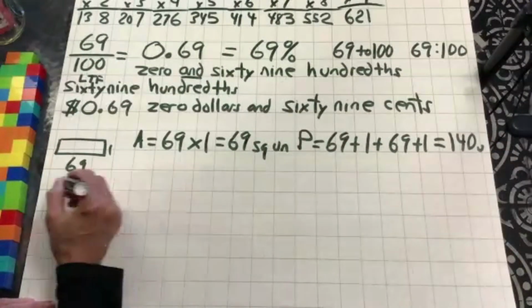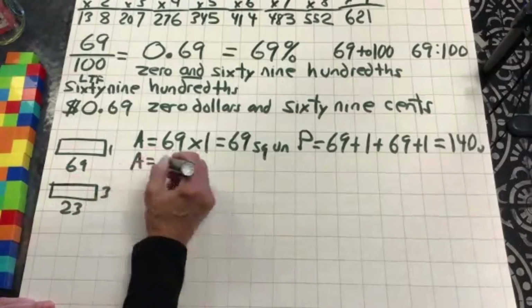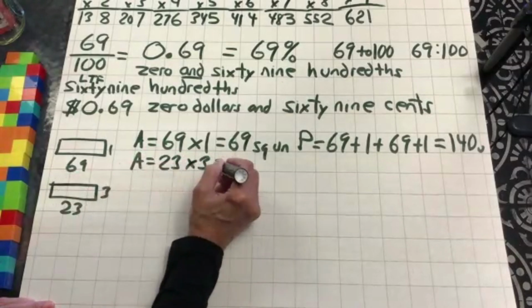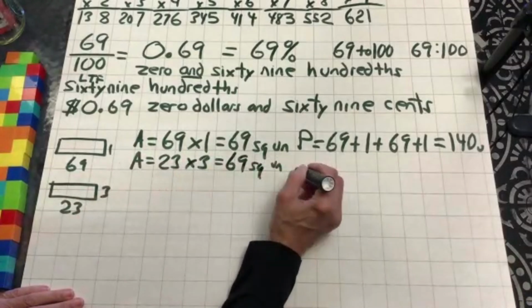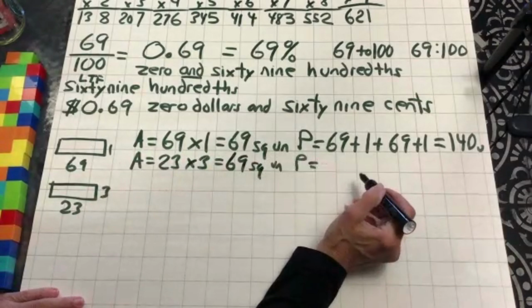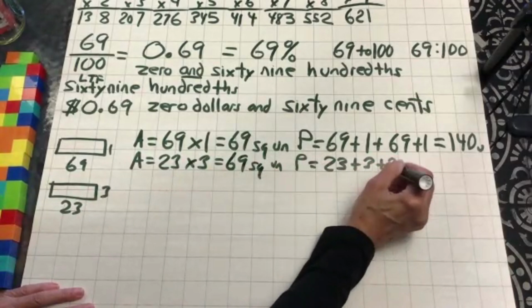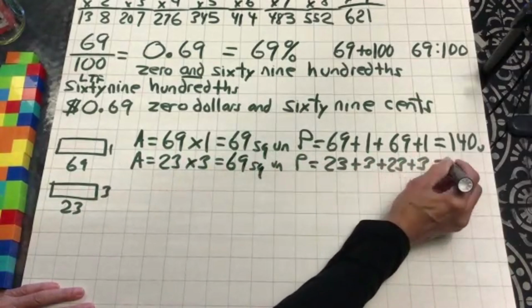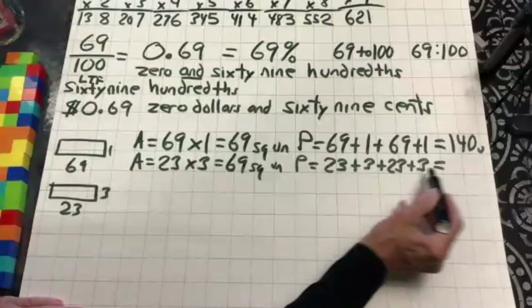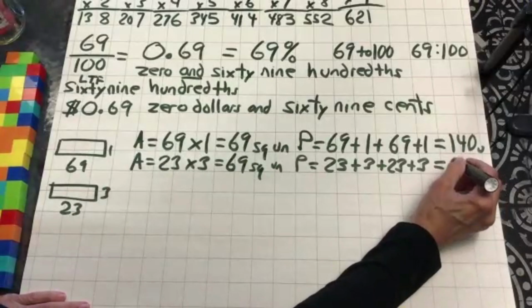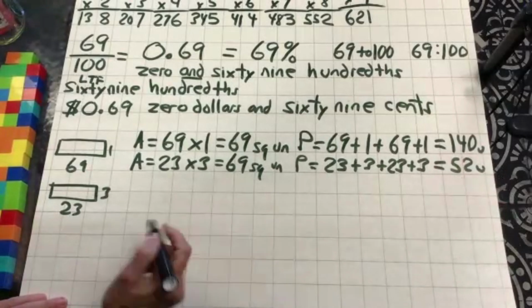All right, so our next one would be a 23 by 3. And remember, we're just doing it one way from now on, so we save time for your teacher and your other concepts. So this would be 23 plus 3 plus 23 plus 3 equals. So 23 plus 23 is 46, plus 6 more would be 52 units. All right, we're going to move into volume.